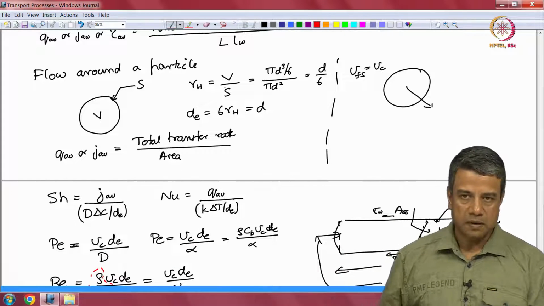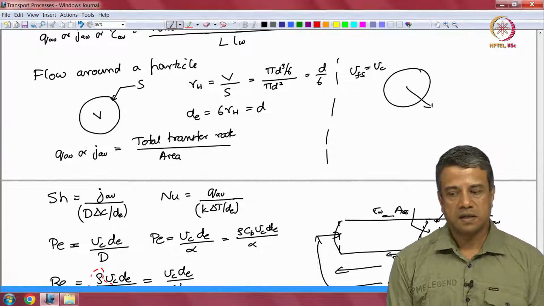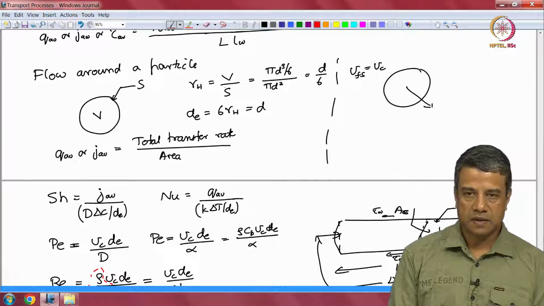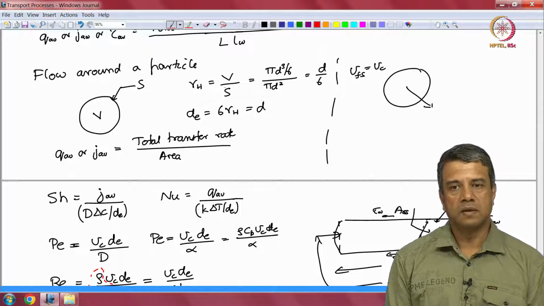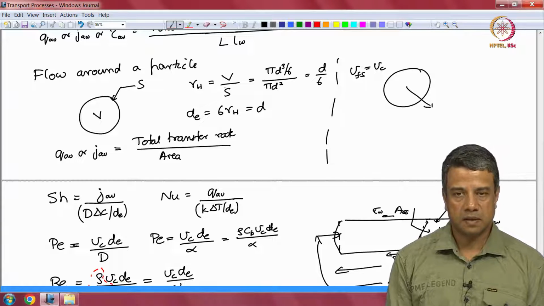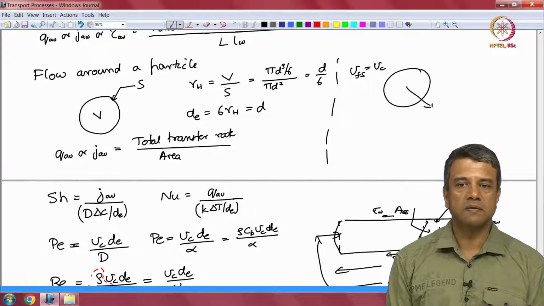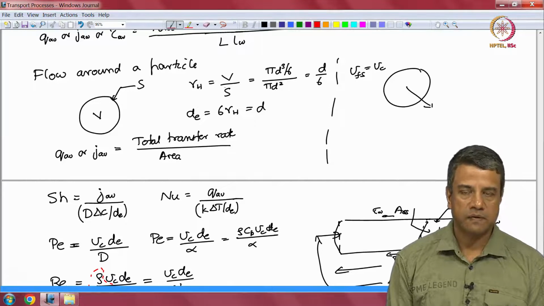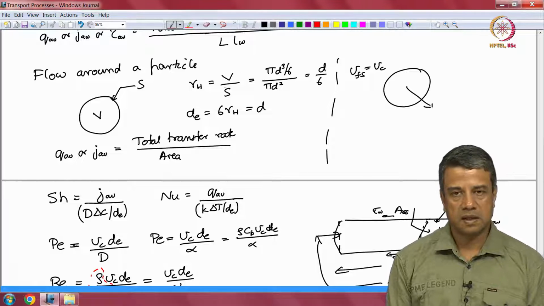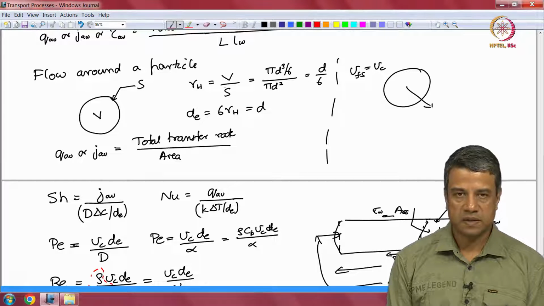Flow around a particle, the characteristic velocity is what is called the free stream velocity. That is, when you have a particle moving relative to the fluid, which is at rest far from the particle. Fluid close to the particle will move across, but fluid that is sufficiently far from the particle will be stationary. So, the difference between the particle velocity and the velocity of fluid far from the particle, that is the characteristic velocity, the free stream velocity.